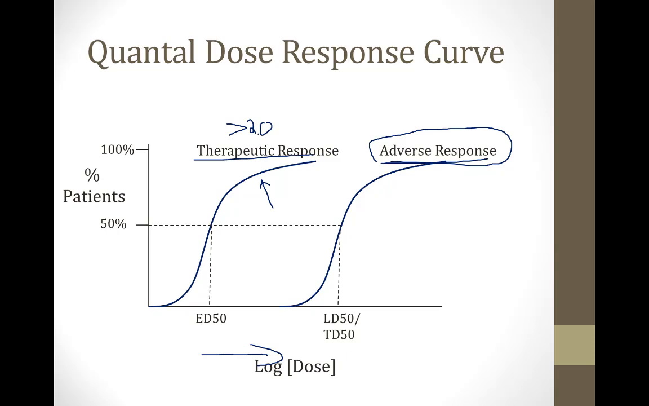And just like we can identify the dose required for 50% of the patients to have a therapeutic response, we can identify the dose required for 50% of the patients to have an adverse response. If the adverse response is death, then it's called the LD50 for the lethal dose. If it's something toxic, then it's called the toxic dose 50 or the TD50. But whichever one you call it, it's at this point right here on the curve where 50% of the patients are having this adverse response.